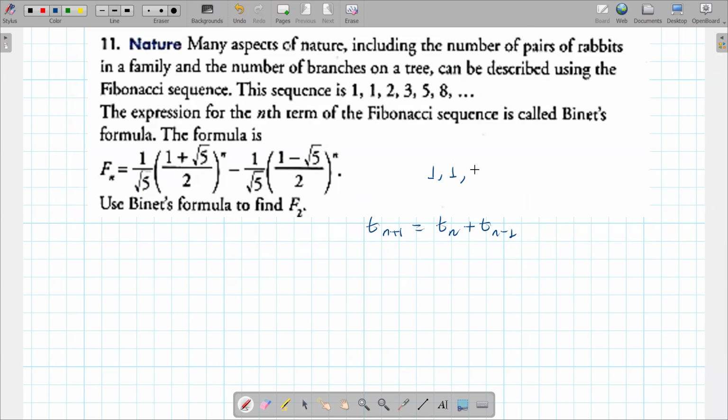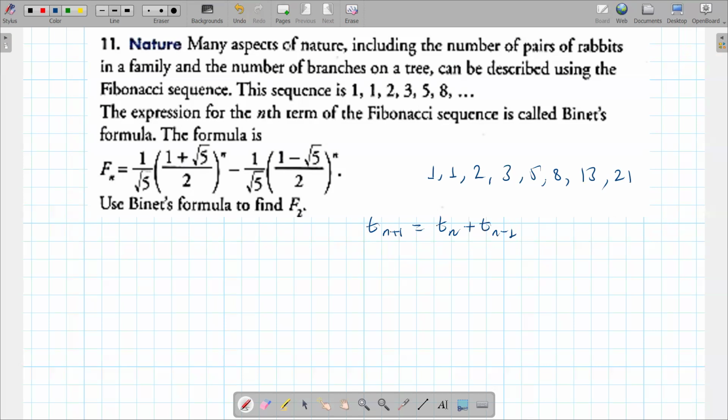2. What about the next number? 3. 3, exactly. 5, 8. Okay, these were given. What about the next one? Do you still just keep adding them up? Yep. 13. What about the next one? 21. 21, right. And then it just goes like that.